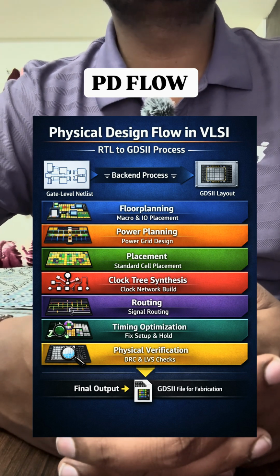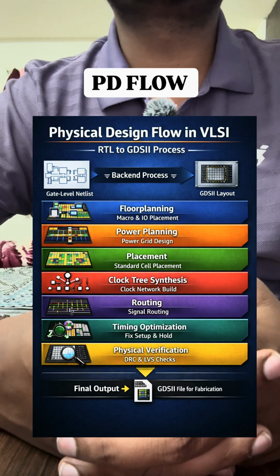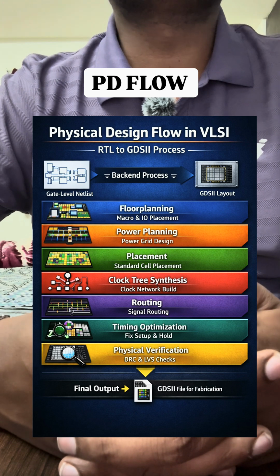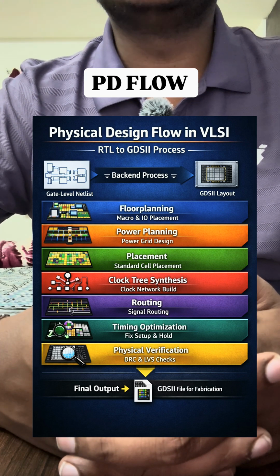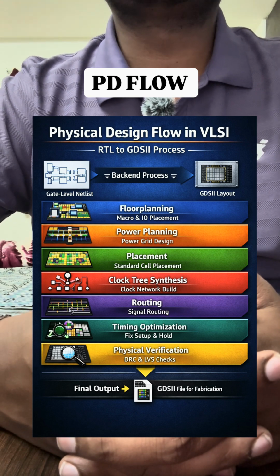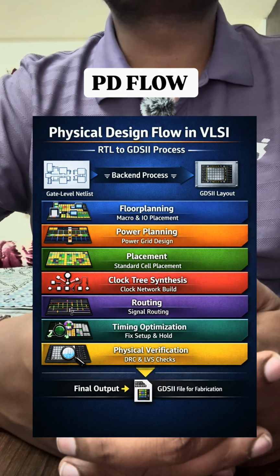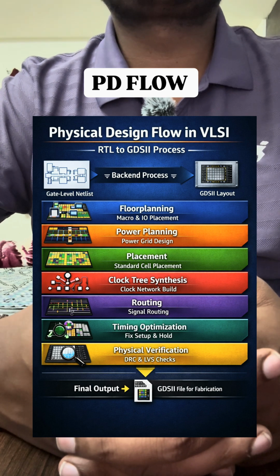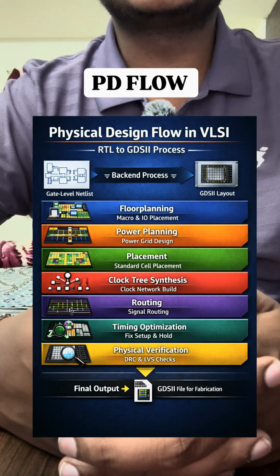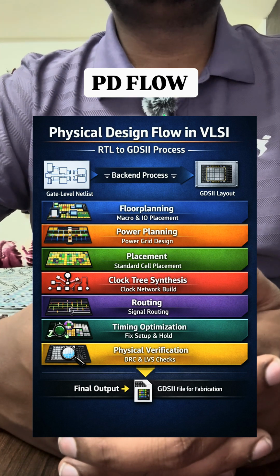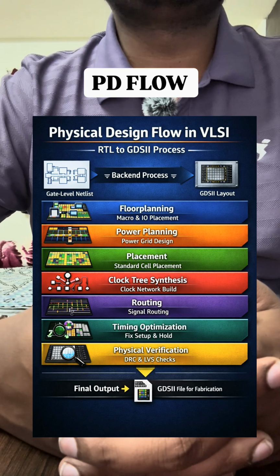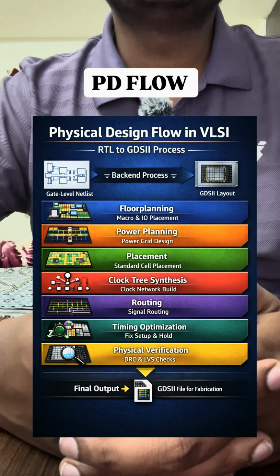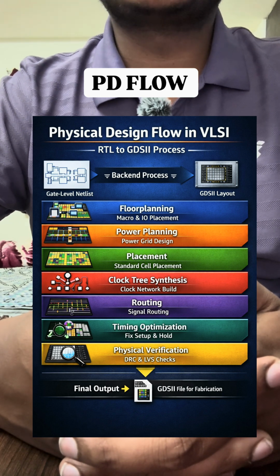When we receive the netlist, SDC, standard cell libraries, and technology files, the first major step is floor planning, where we define the core area, place macros, IP blocks, IOs, the power structure, and all the things. A good floor plan is critical because it directly affects congestion, timing, and power distribution. Next comes power planning, where the power rings, straps, and meshes are created to ensure stable voltage across the chip and to avoid IR drop and electromigration issues.